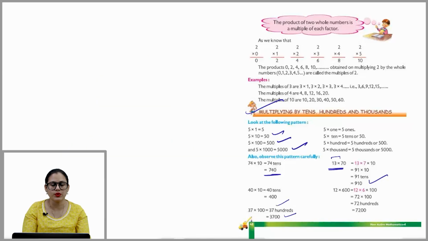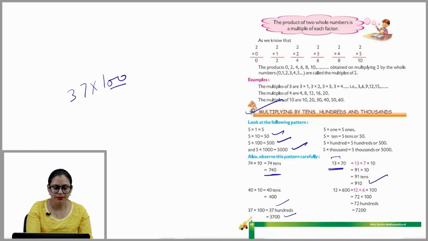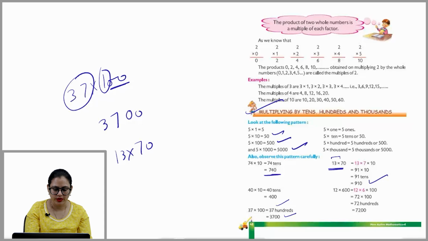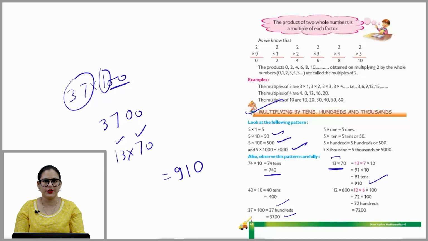So simply what we do is, like 37 into 100, we will put 2 zeros and then we'll multiply the remaining digit. 37 into 1 is 37. In this case also, 13 into 70, we will put 1 zero and then we'll multiply 7 and 13. So the answer is 910.